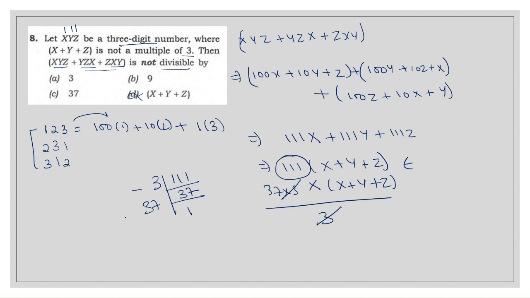So obviously in this case 3 and 37 will also cancel out. So 3 and 37 are also able to divide this particular number. So this also can't be the option. So the only answer that we are left with is 9. That is, this number is the only one not divisible by 9.